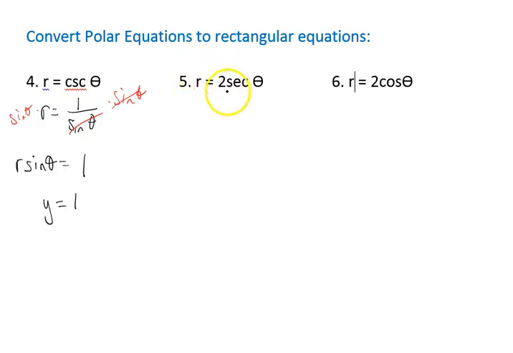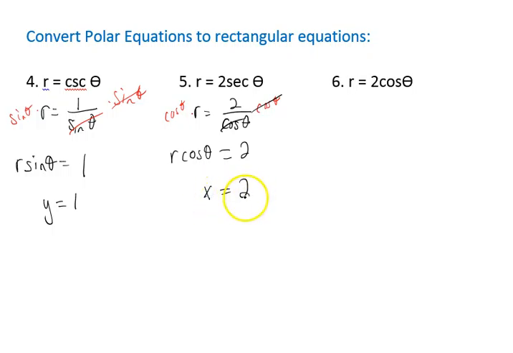For example 5, it's a similar setup except we have a 2. So I'm going to replace the secant with 1 over cosine, or basically move it to the bottom and call it cosine, because that trig identity allows me to do that. And similar to the last problem, I'm going to multiply by cosine on both sides and cancel those out. And I have r cosine theta equals 2. And again, r cosine theta is the same as x. So I have x equals 2 as my equation. Again, that's a vertical line.